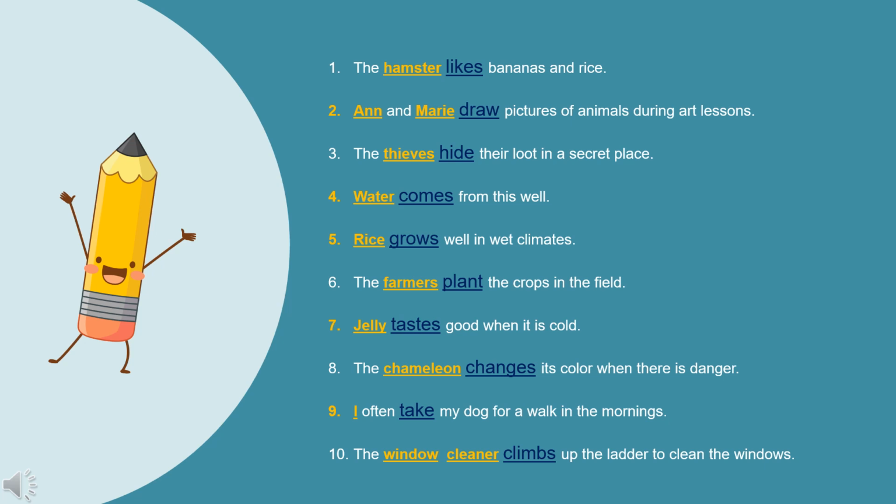Rice grows well in wet climate. Rice here is considered to be a crop, so it's a singular noun. The farmers plant the crops in the field. Jelly tastes good when it is cold. The chameleon changes its color when there is danger. I often take my dog for a walk in the mornings. The window cleaner climbs up the ladder to clean the windows.